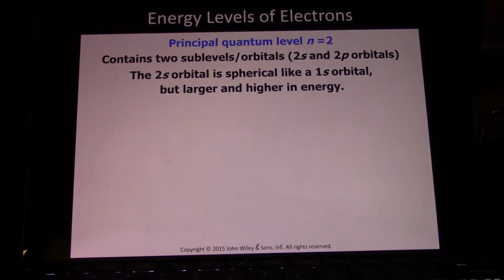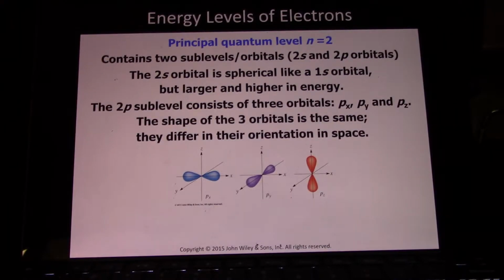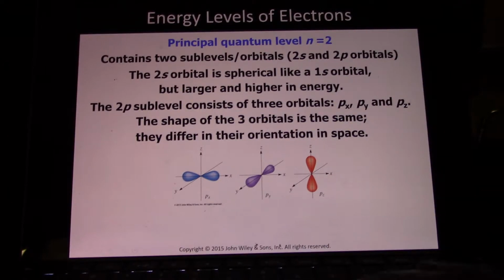So, energy level 2. In energy level 1, there's only one orbital, the 1s orbital. In energy level 2, there's two sublevels now. We have 2s and 2p sublevels. The 2s, again, has one orbital. S sublevels always have one orbital. P sublevels have three orbitals, as we see the drawings here.